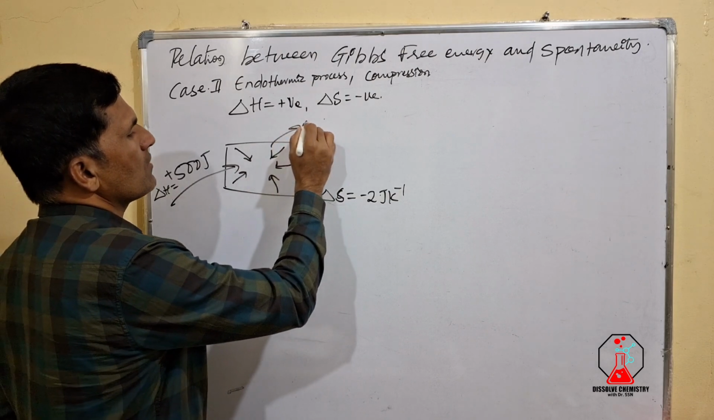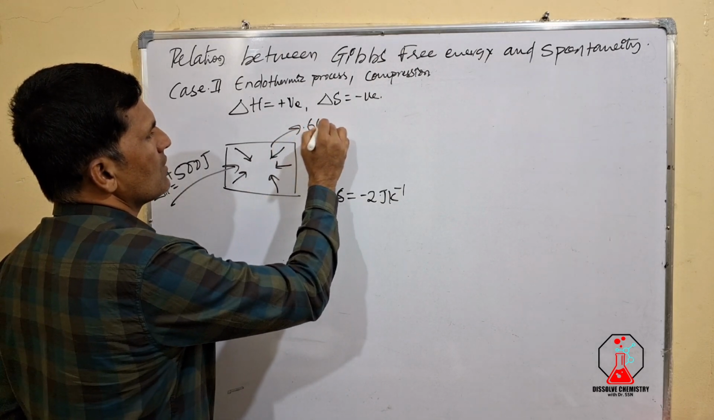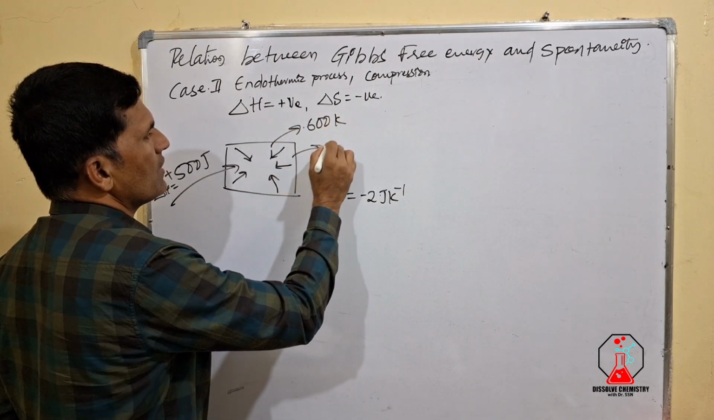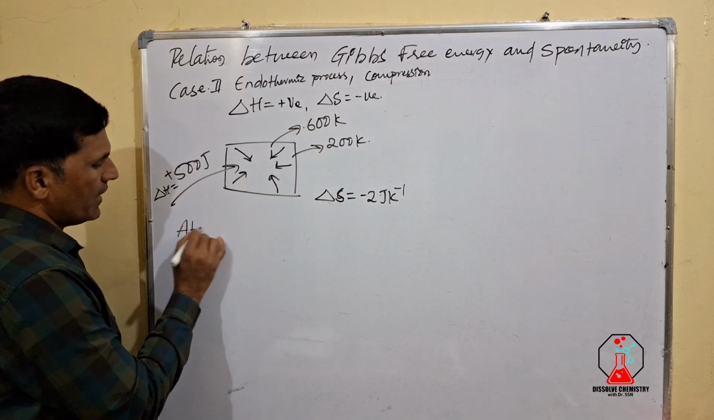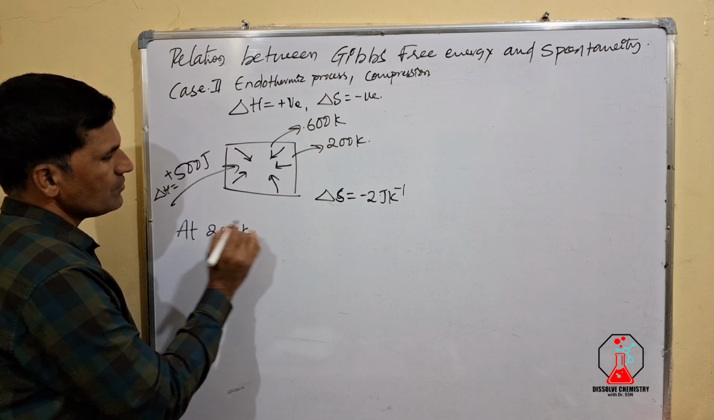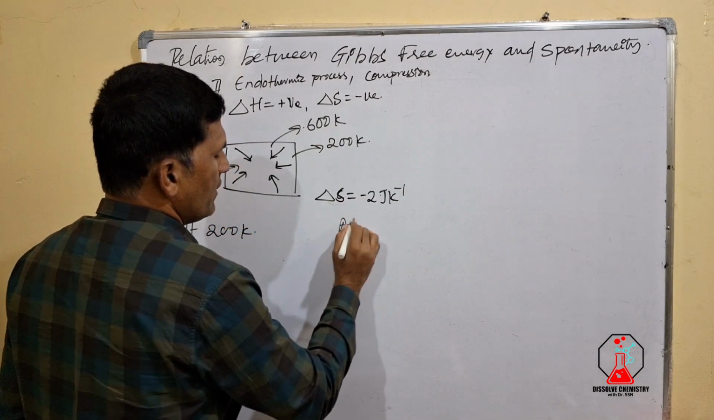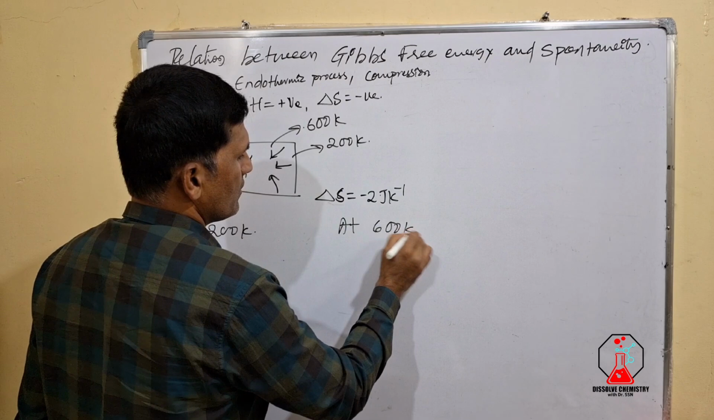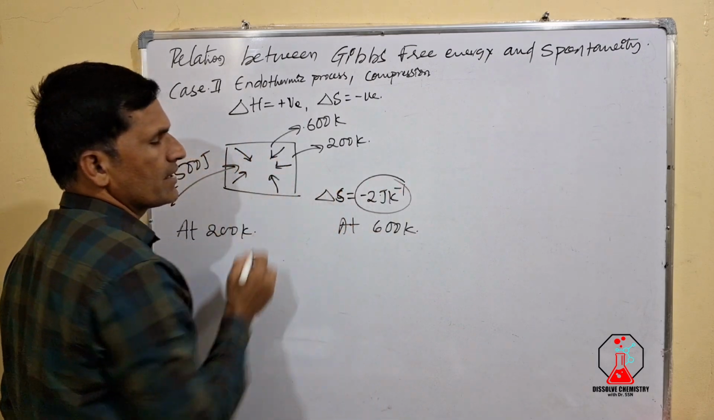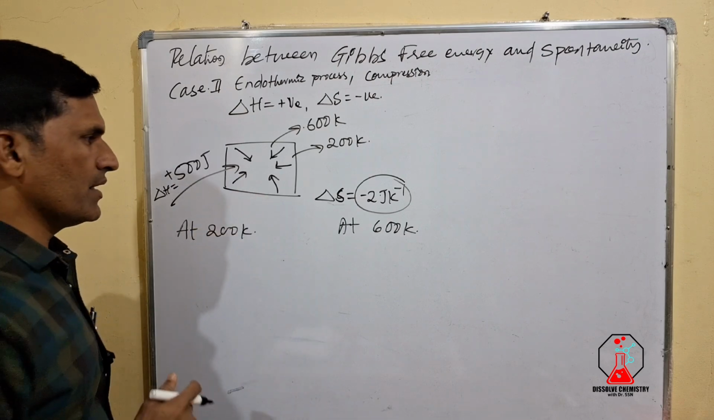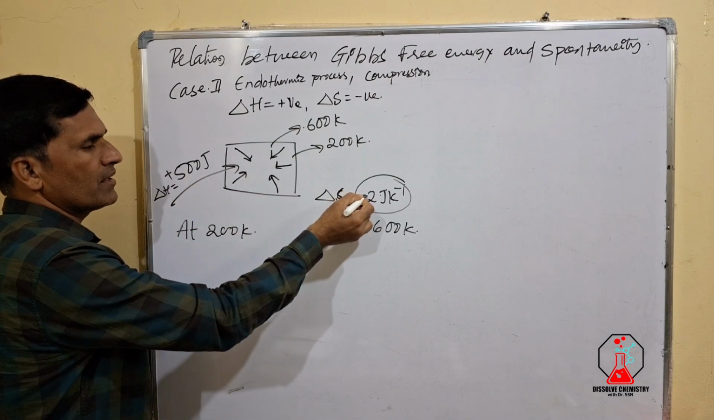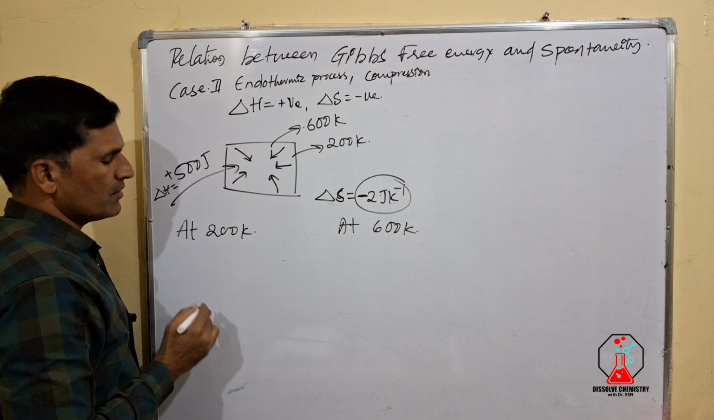Then let us see, condition number 1 is 600 Kelvin and another condition is 200 Kelvin. Let us calculate at 200 Kelvin and at 600 Kelvin. Now your system is contracting instead of expanding. That is indicated by the negative sign of delta S.